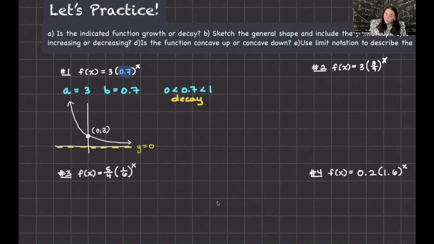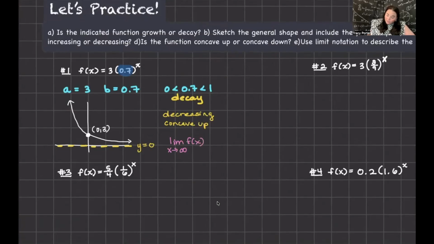So we have decay, which means it's always decreasing. And when we talk about it decreasing, it's always decreasing on its domain, which we said is all real numbers. And this one is going to be concave up. And limit notation for this one is going to look like, we're going to say what happens as x approaches positive infinity, which means you're going out to the right. And then we want to look at what happens as x approaches negative infinity, as you're going out to the left. So we essentially want to fill in these blanks.